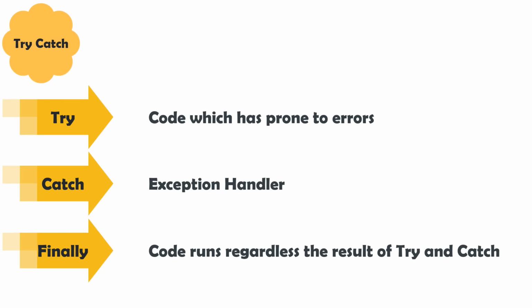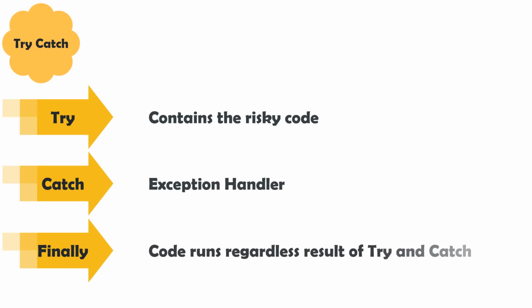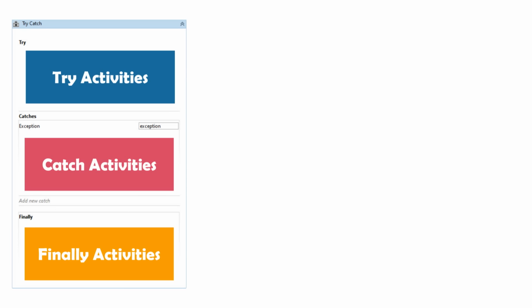Let's summarize the meaning of these three parts. Try contains the risky code. Catch is the exception handler. And finally is a code to run regardless of the result of try and catch. Let me show you some scenarios which we could have using this statement. Assume we have a code in each part: try, catch and finally.